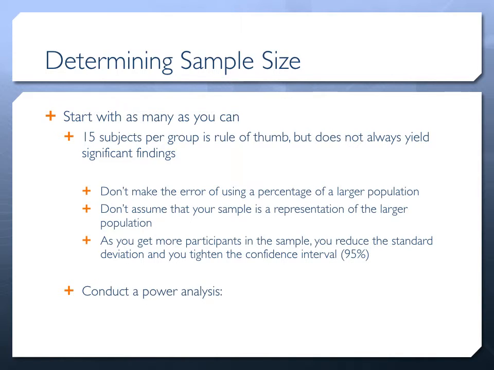Okay, so how do you really figure out a sample size? Well, you conduct what's called a power analysis, and it's a statistical formula that allows you to determine how many people you need in each group in order to say that this data is not only true, but that it has a statistical significance.